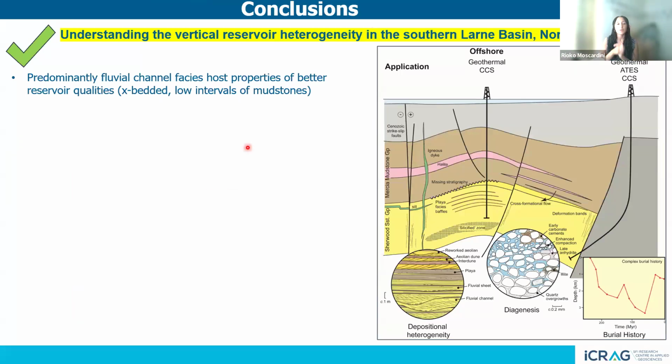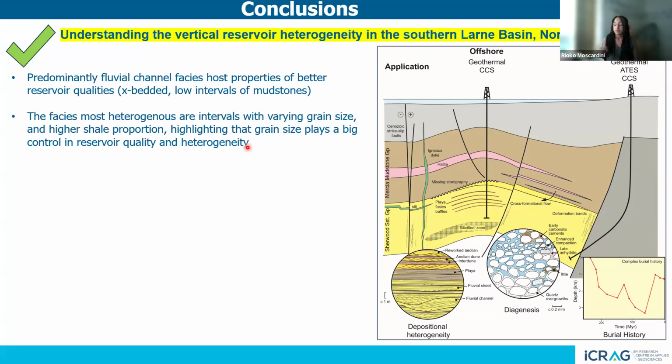Okay, so let's conclude with the main outcomes from this section of research. Predominantly, fluvial channel facies host properties of better reservoir quality. That's when we're looking at the cross-bedded sandstones with low intervals of mud. The most heterogeneous facies are the intervals of varying grain size and higher shale proportion, and this shows that grain size is really key when it comes to reservoir quality and heterogeneity.